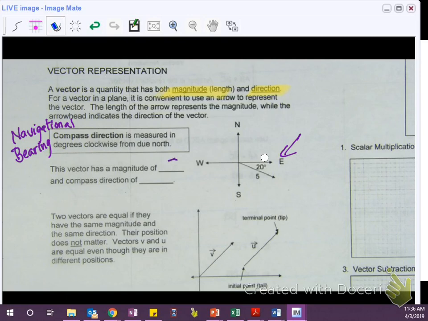5. And what's its direction? Give me degrees, but from north. Oh, from north? Northwest? No, I want the answer in degrees, but it's from north. So how many degrees between north and east? 45. 60. 90. Plus the 20 that you're given is 110, right?